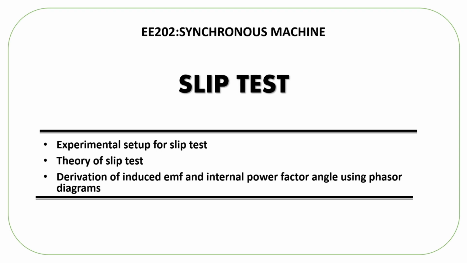We know the equation for induced EMF in an alternator as 4.44 K_w f phi T, which is approximately equal to the terminal voltage V. From this equation, we can have the expression for flux as 1 by 4.44 K_w T into V by f. So as long as this terminal voltage and frequency are maintained constant, flux remains constant.